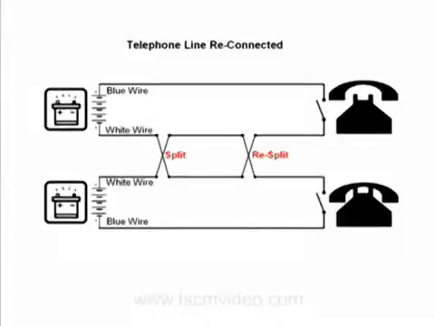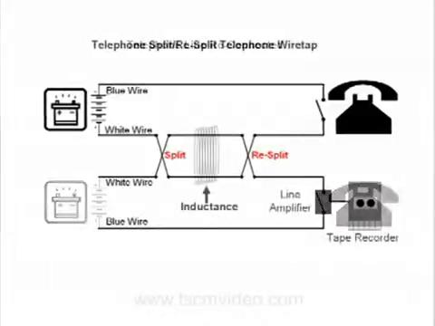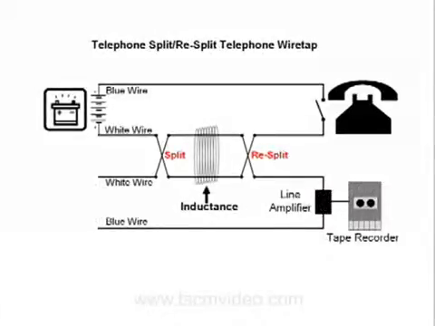Okay, you're probably asking yourself, why is this important or even relevant? Well, the answer is very simple, in that the split and the resplit of the cable pairs makes an unbelievably good inductive wiretap with the telephone cable pair that it was accidentally split and then resplit with.